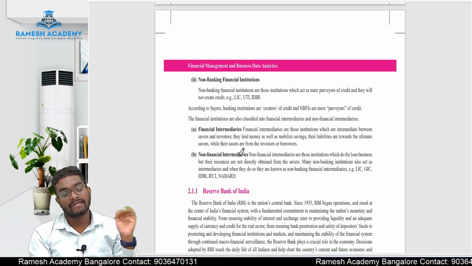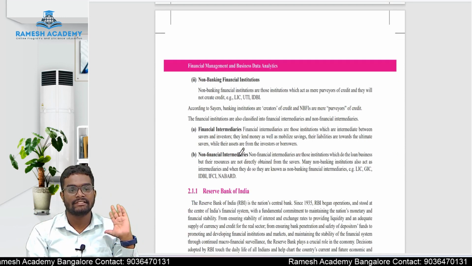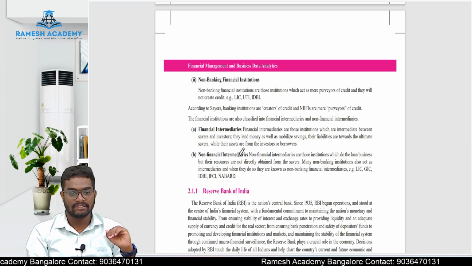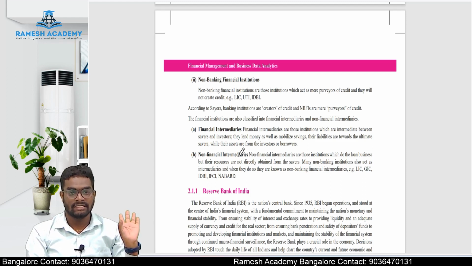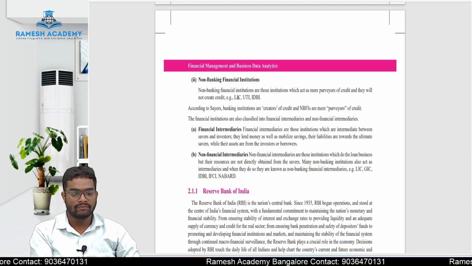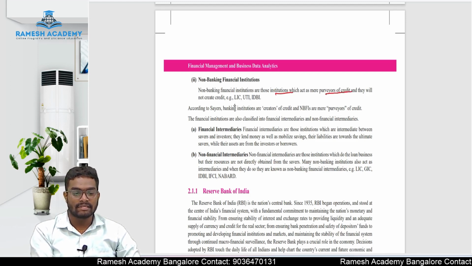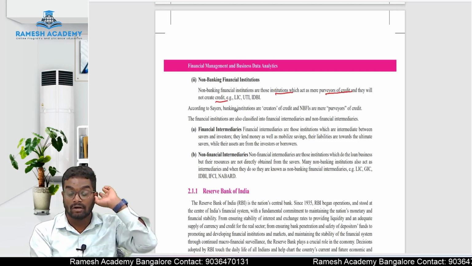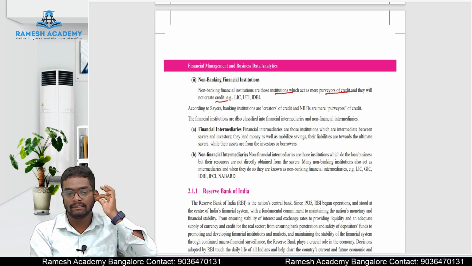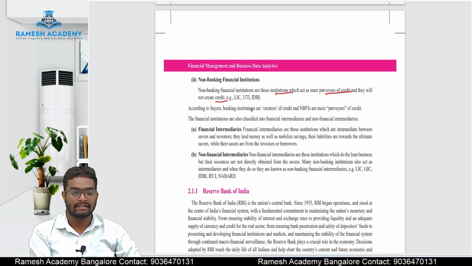There are other financial institutions also, but they are not engaged in banking business. They will be in other businesses. For example, insurance. Insurance is the classic example. Non-banking financial institutions are institutions which act as a mere purveyor of credit, and they will not create credit. They are not engaged in the business of lending, so that's the reason they can't create credit. Examples are LIC, UTI, IDBI.